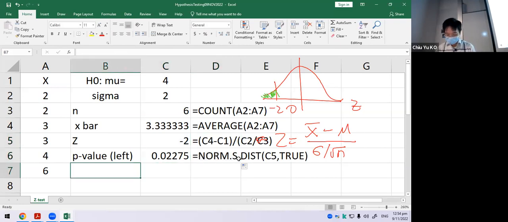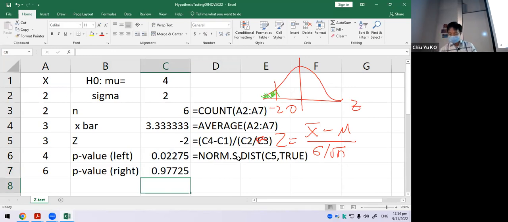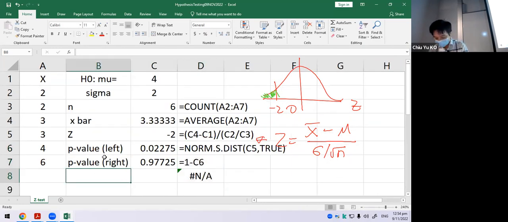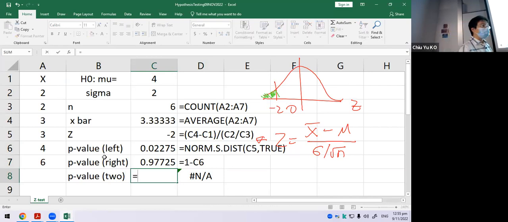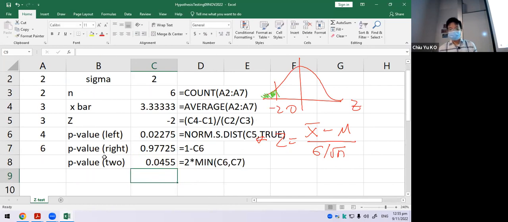And you can also do the right tail test, right? The right tail p-value will be 1 minus this, because this is the right area. You can also use the two-tail p-value. If you do two-tail, how do you do that? It will be 2 times the minimum of the two, right? Because that is how you should do the p-value: look at the smaller of the two, times 2. That is the p-value, right?